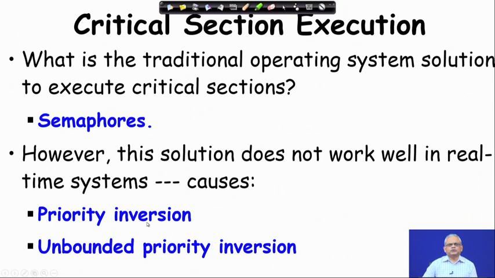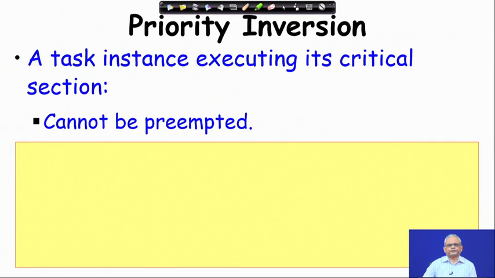So, these are two important problems that arise if we use a traditional operating system solution for tasks executing their critical section. Let us look at these two problems, priority inversion and unbounded priority inversion. First, let us look at priority inversion.